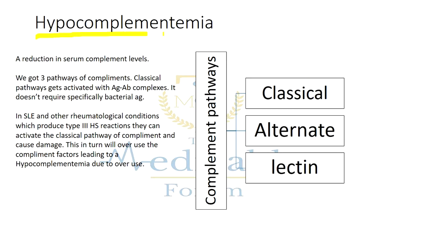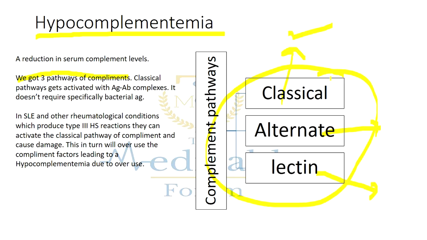Hypocomplementemia, that means a reduction in complement levels. Now, why is that happening? We got three pathways of complements. Why do we have three pathways of complements? Because each will have different ways where it is triggered. Classical pathway is triggered by antigen-antibody complexes. Alternate pathway is triggered by bacterial endotoxins. Lectin pathway is triggered by lectin binding mannoses.